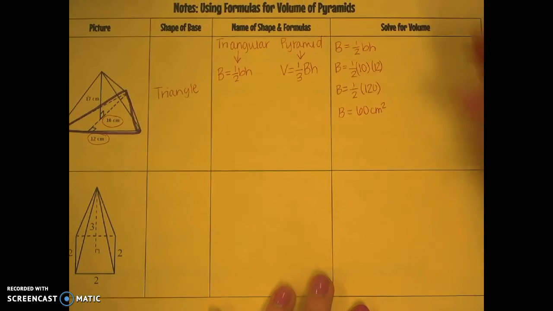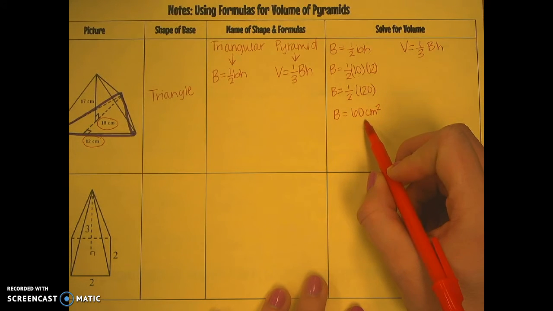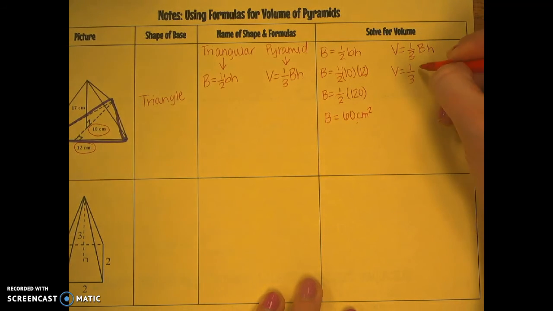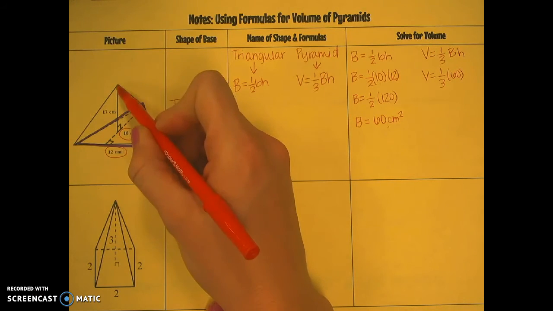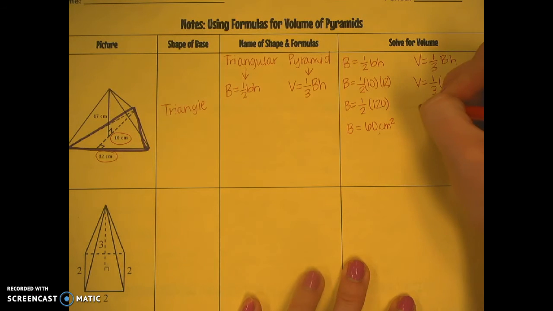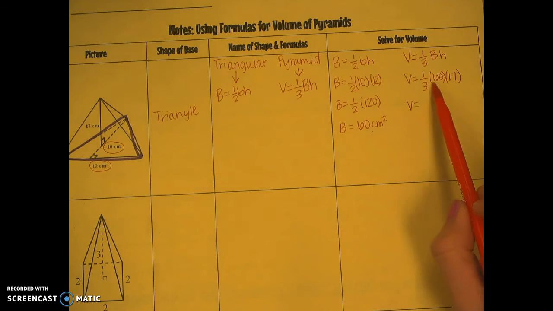So now, just like we did with prisms, we're going to go back to our volume formula, 1/3 area of base times the height. So now I know area of base is 60, so I'm just going to plug this in for big B. And then I need to multiply by the height of the whole pyramid, which goes from the base up to the top, and that is 17 centimeters. Okay, so you could go ahead and divide 60 by 3, or we can go ahead and multiply 60 times 17. So I'm just going to go ahead and do that.